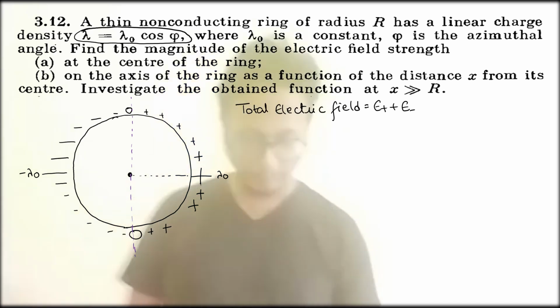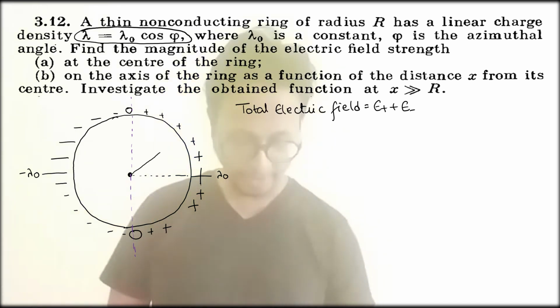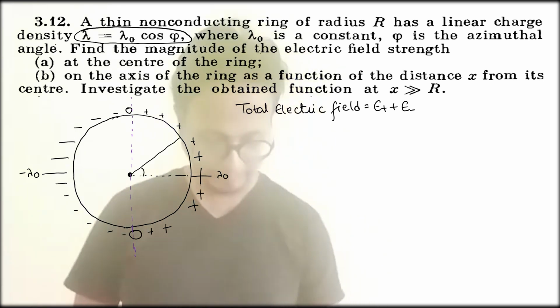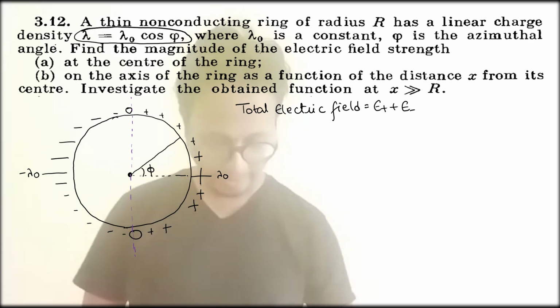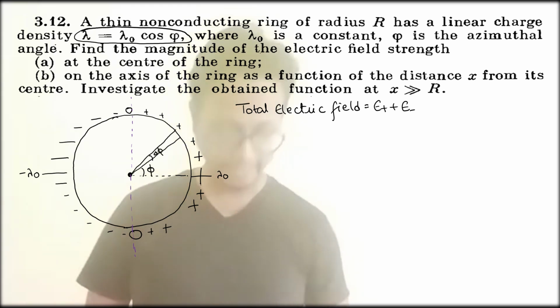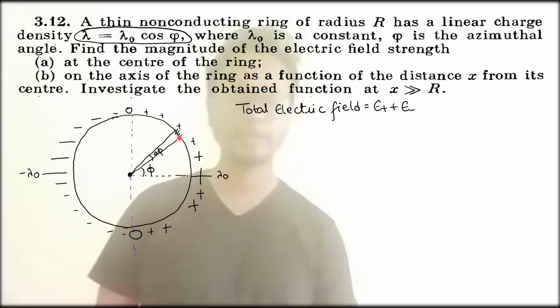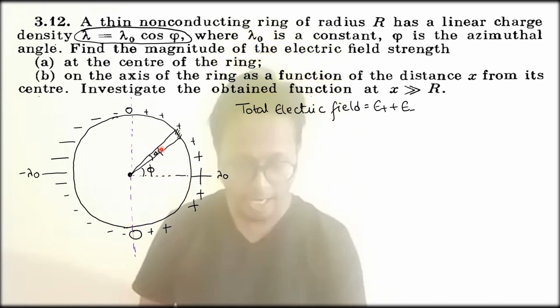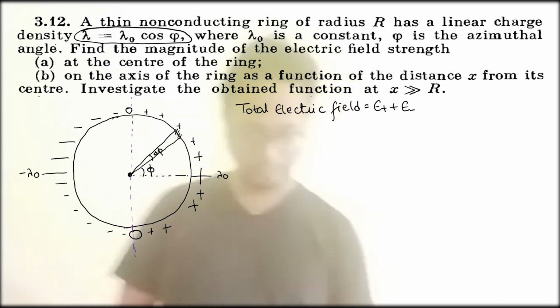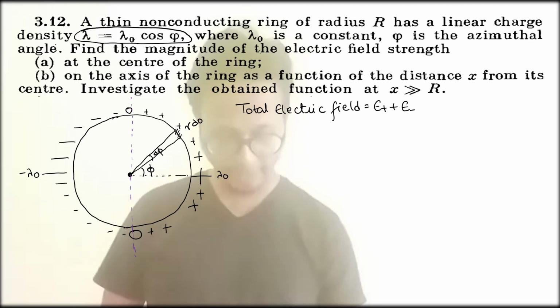Now what do I do? I take an element out here of angle d phi, and this length, and this angle d phi. How much is this length? Elemental length dl. What is the value of this dl? The value of this dl is nothing but r into d phi.